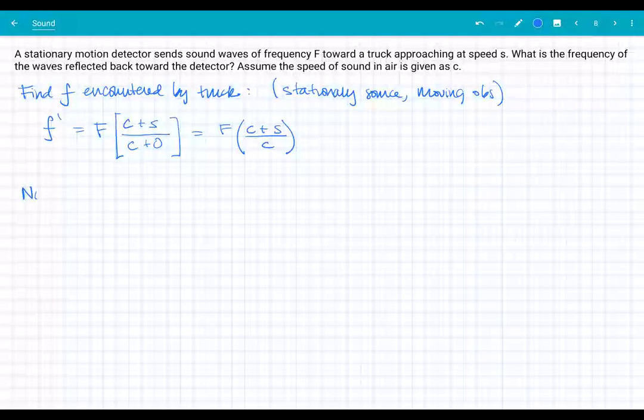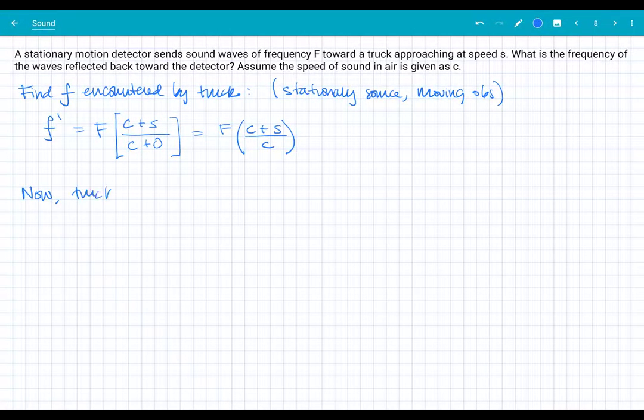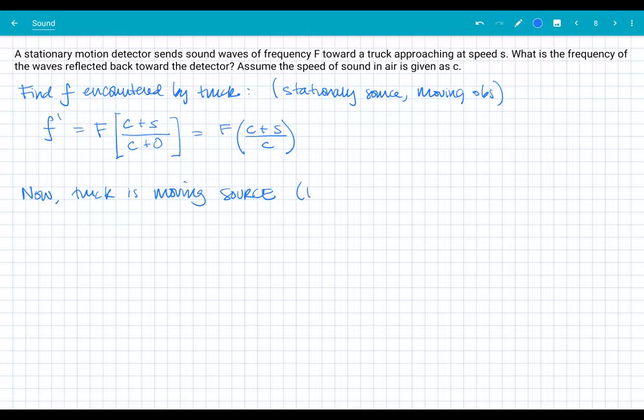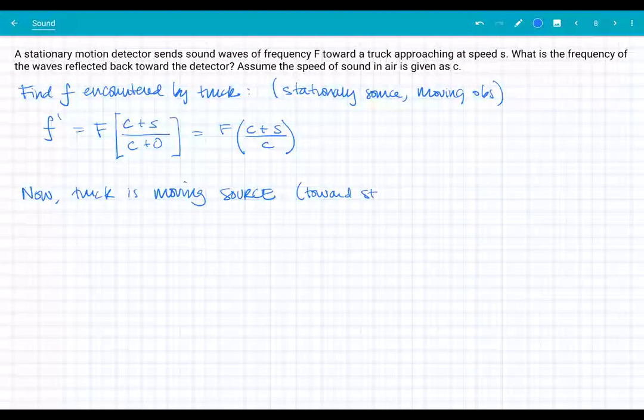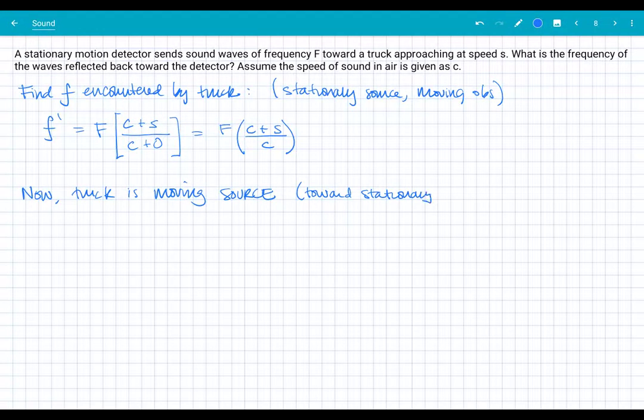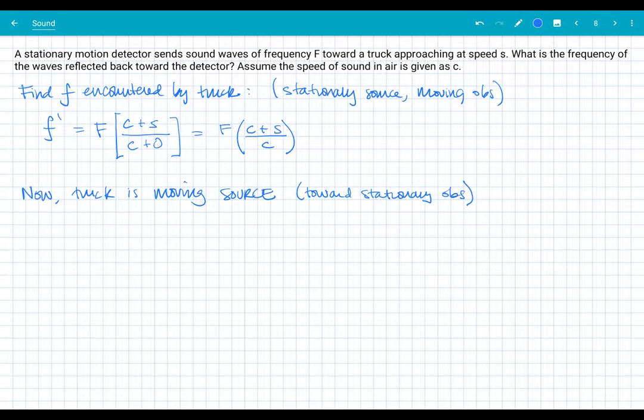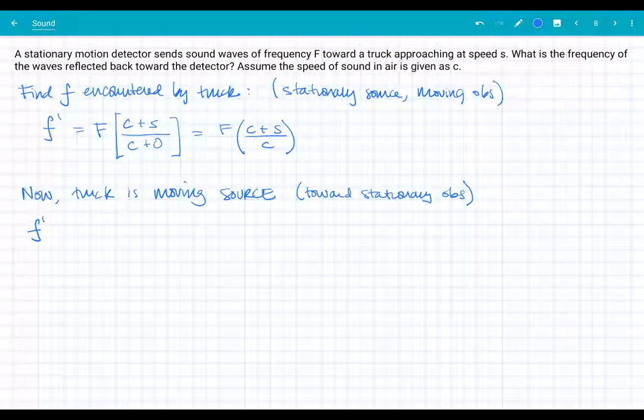So now the truck is the moving source of sound. And the detector that's stationary is the observer. Yeah? And then the source is moving toward a stationary observer. Cool. So we got to think about this now, kind of flip it around. And I'm now trying to figure out what is the frequency that the truck then sends off. In other words, what is the frequency that the stationary motion detector will then intercept? And I'll call that f double prime.